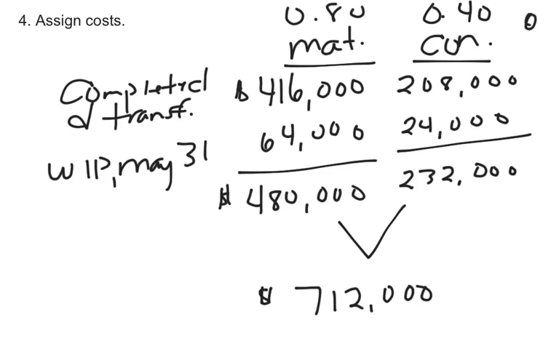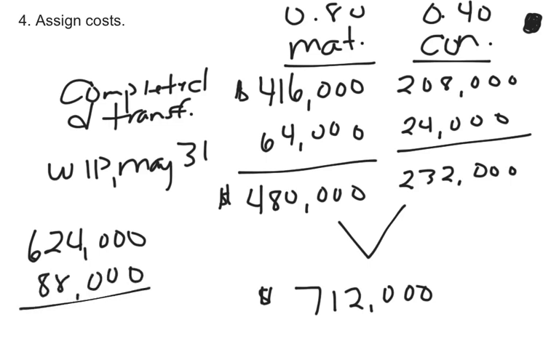Now, if I had some room, I could put a total column for you. The total of completed and transferred out, both materials and conversion, would be $624,000. And the total for ending work in process would be $88,000. And again, that total is $712,000. So we know that we have assigned out all of our costs. We've assigned them on the basis of equivalent units using the weighted average method.